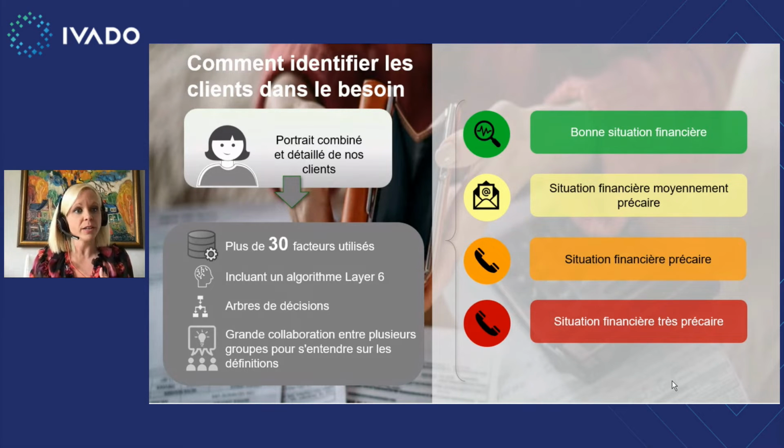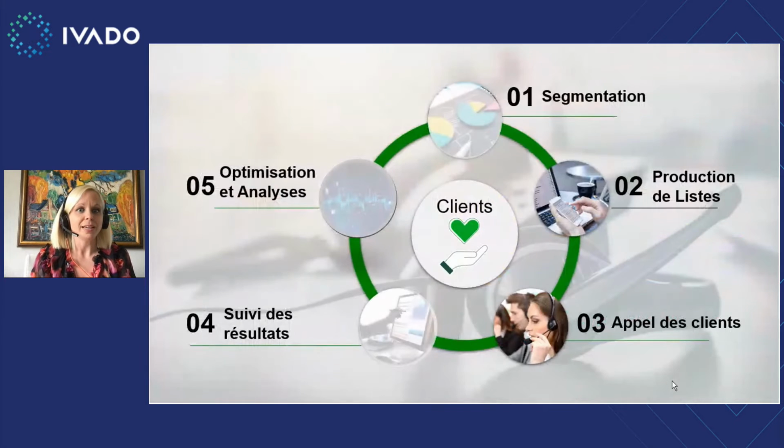For clients in a more precarious situation, the orange and red categories, those were the people we wanted to contact through the call center. So this is what we used to establish our calling list.